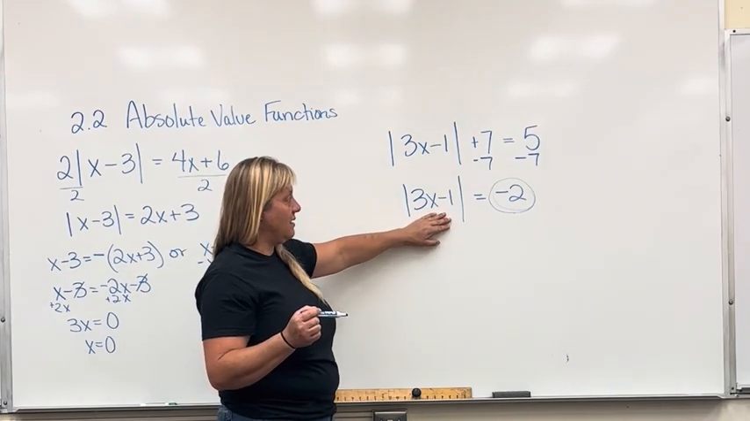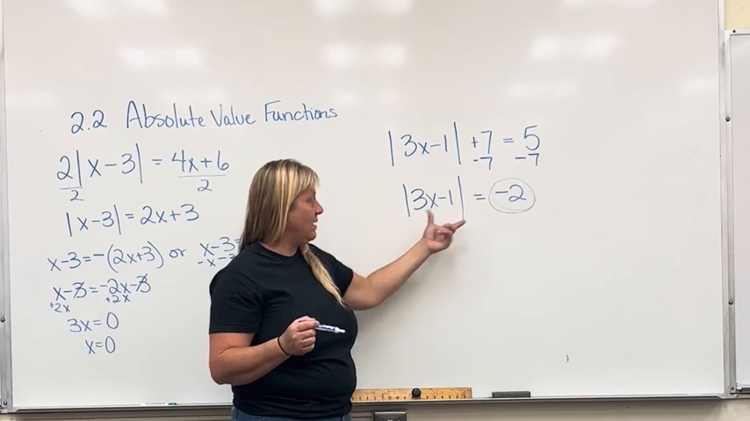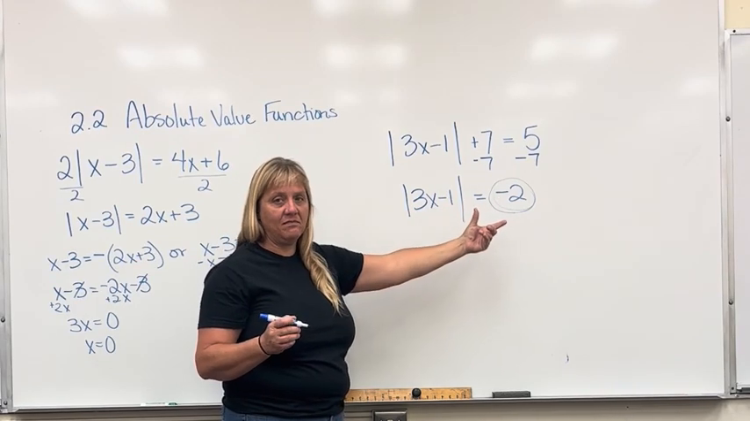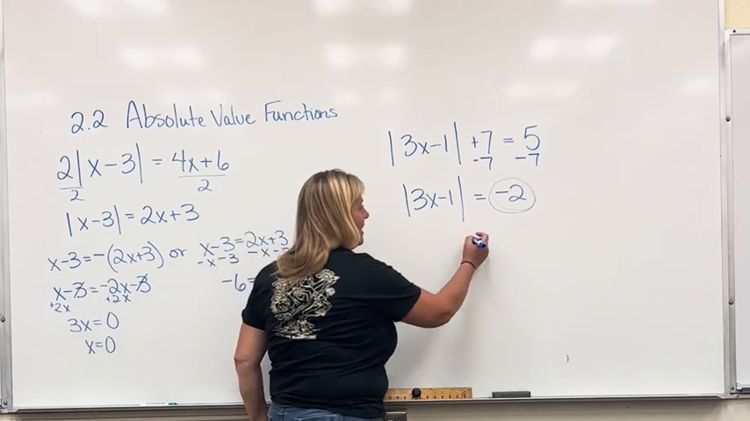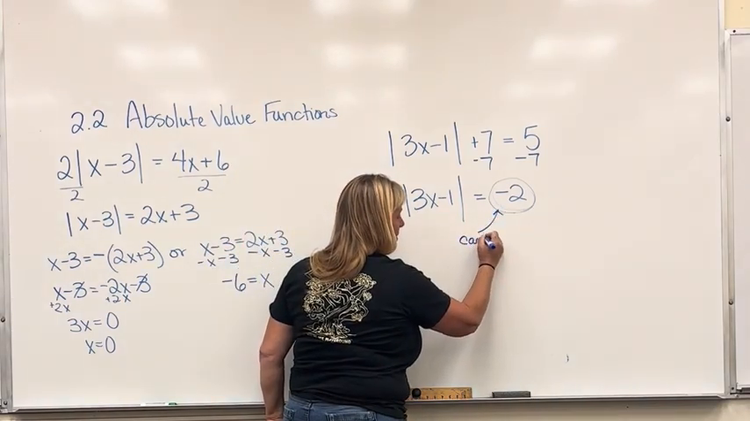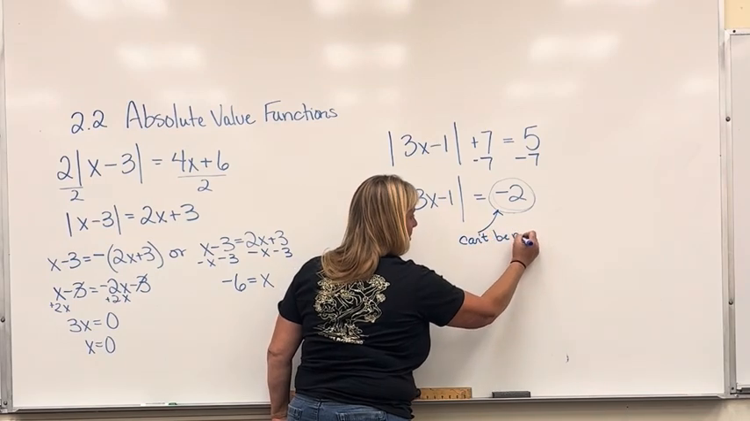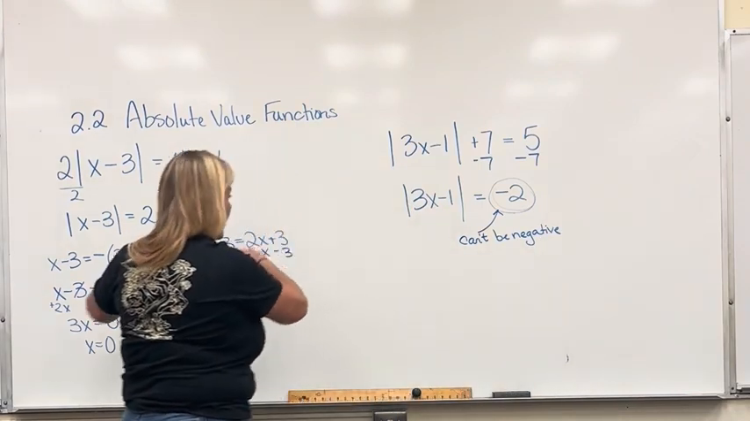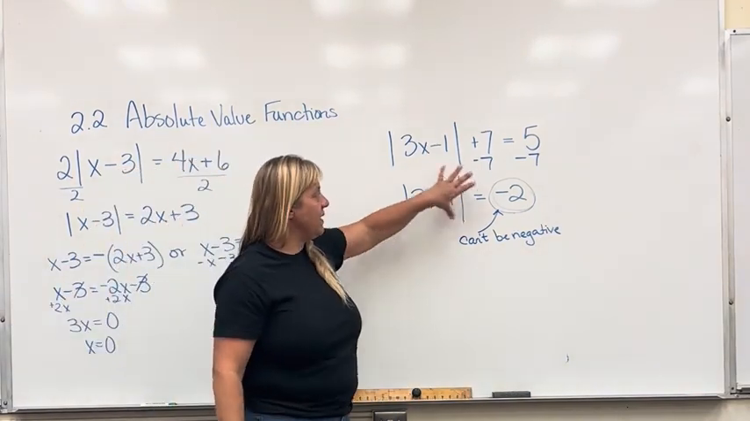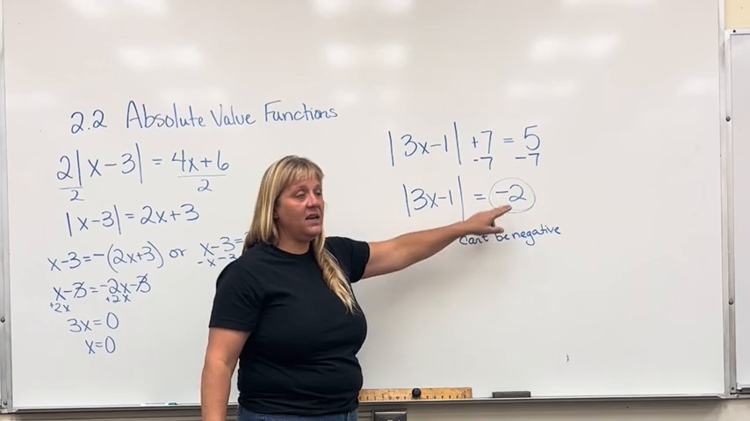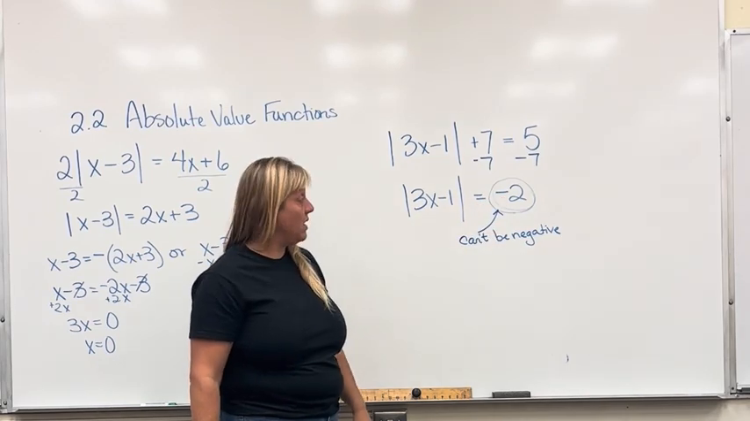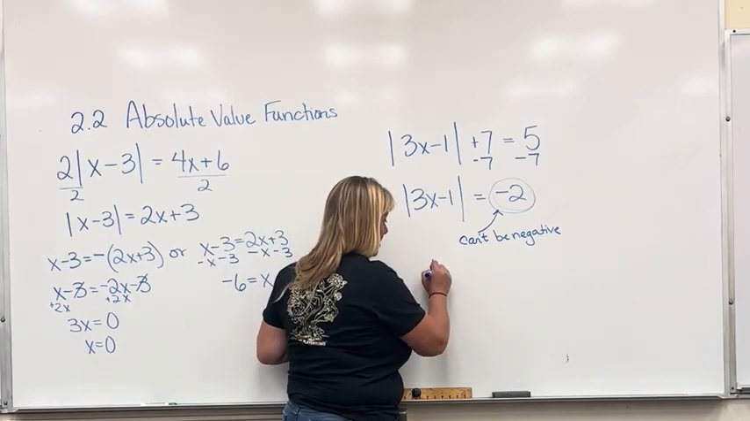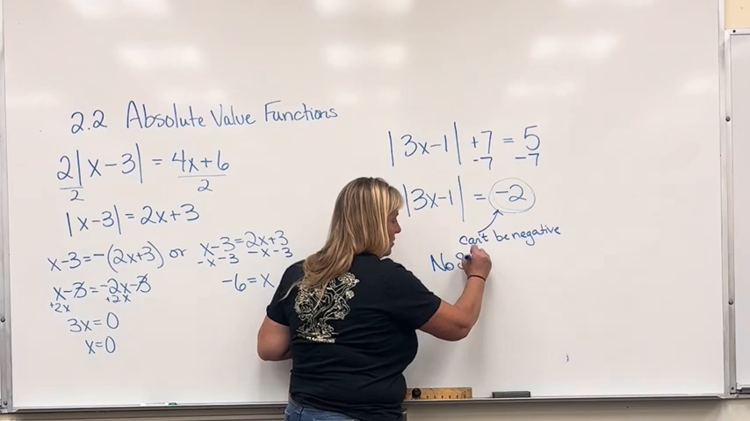Is this guy ever going to be negative? Absolute value is not negative. So can this ever happen? And it can't. So even though you might be tempted to just split it into two problems just like we did over here, because when we simplified, we ended up with a negative on this side, we're kind of out of luck. So we're just going to leave it and we're going to say, this one doesn't have a solution. So we're going to say no solution.